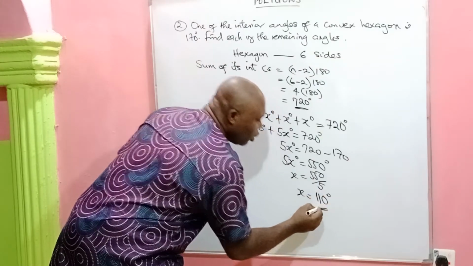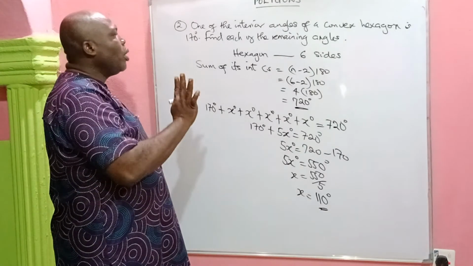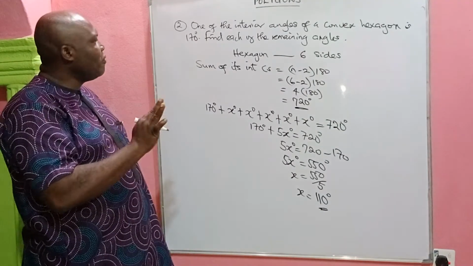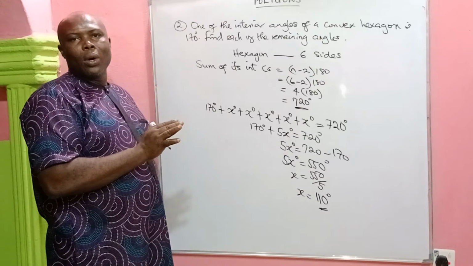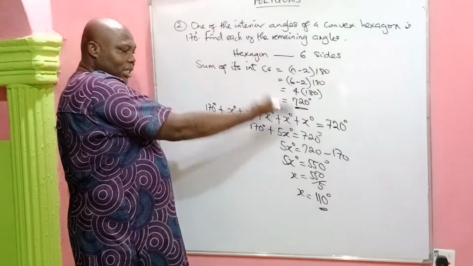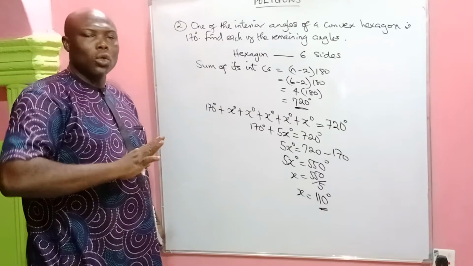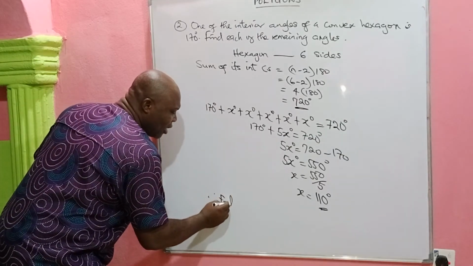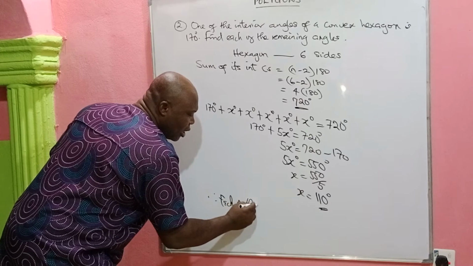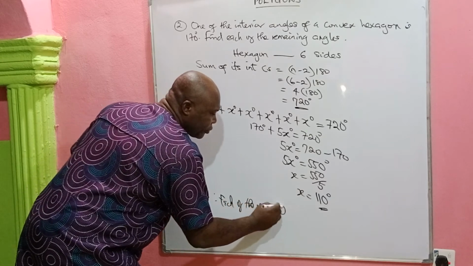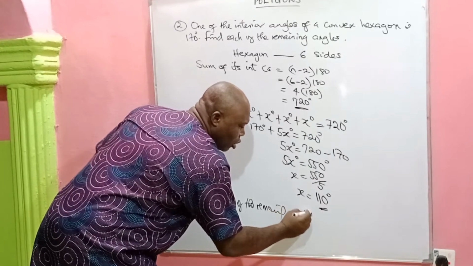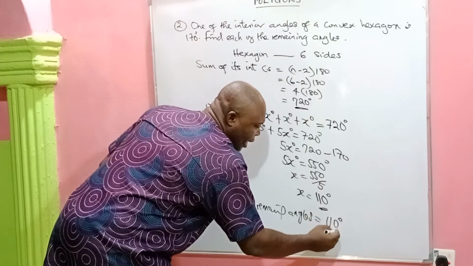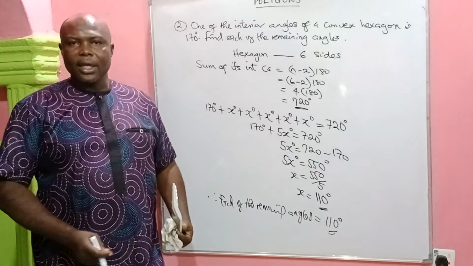110 degrees. You see what I was telling you? For a polygon that is convex, none of the angles will be up to 180. The one they've given is 170, and the remaining are still 110, so none will be up to 180. Therefore, each of the remaining angles equals 110 degrees. Please take note of that.